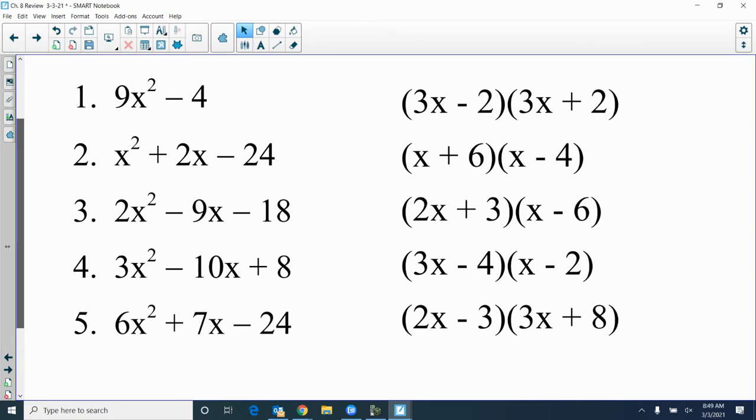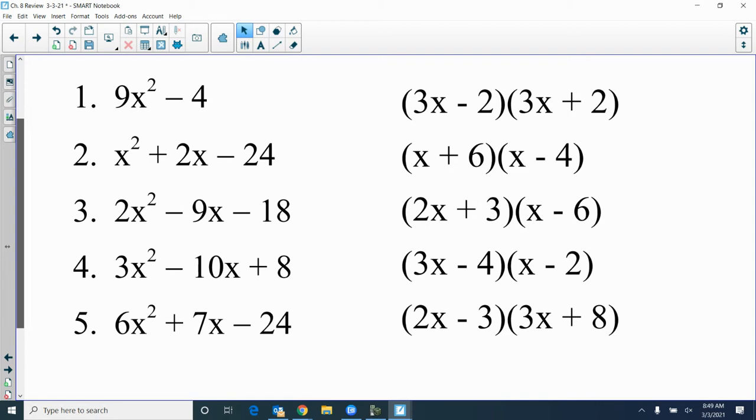Number 4, same thing. I have a prime number here, so the only thing I can start with is 3x and x. What does this tell me? I have a plus sign here now. Tells me what, Josh? Both of the numbers are going to be negative. It tells me that my signs are going to be the same, but then this tells me that they're both going to be negative. So that's where you see the minus and minus here. So 3x minus 4, x minus 2. Two numbers that will give me positive 8 when they're multiplied, and along with the 3, I've got to be able to add them for negative 10.